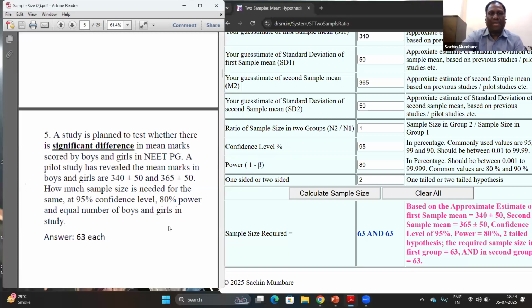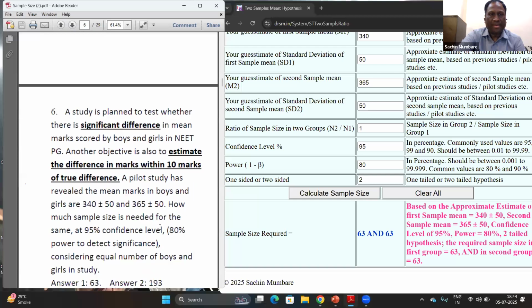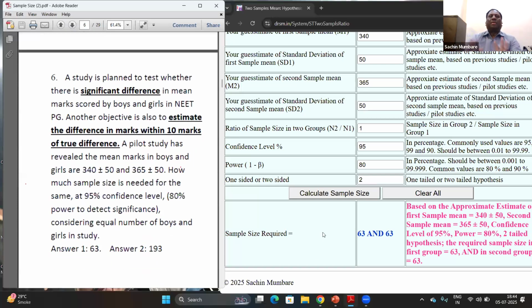So this is the sample size required when we intend to compare the two means and we want to find out whether there is significant difference between these two means. Now, this is something rarely used, but something advanced.